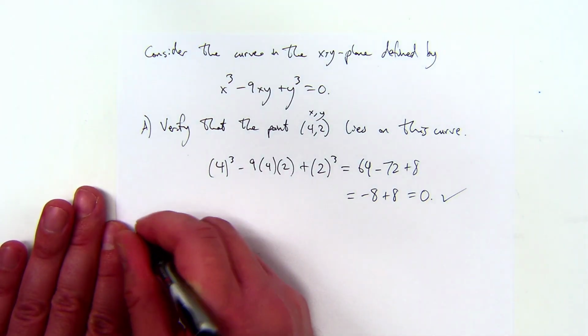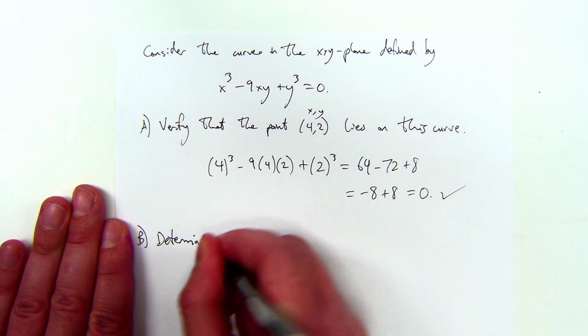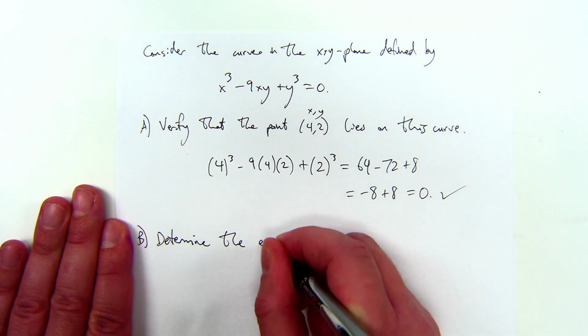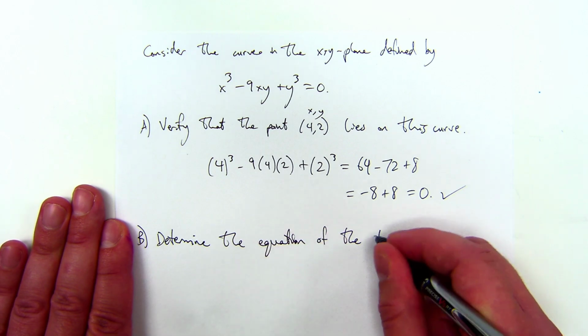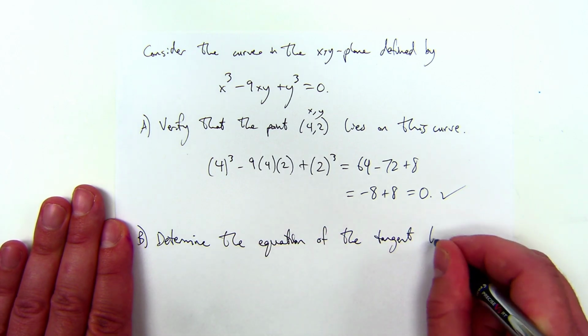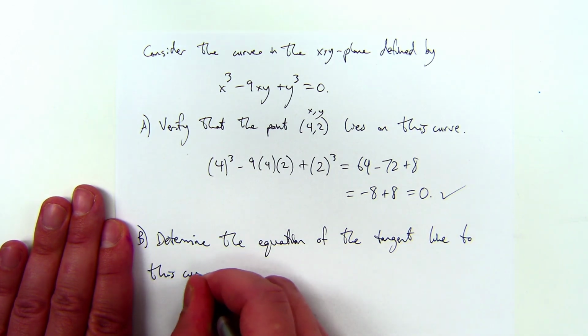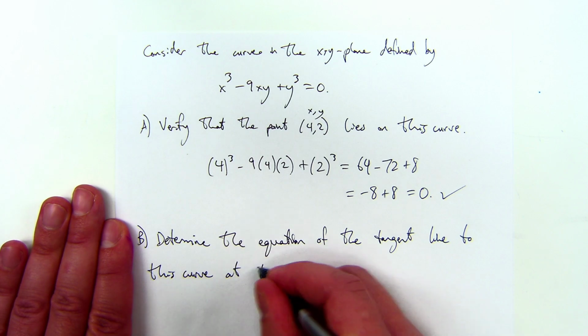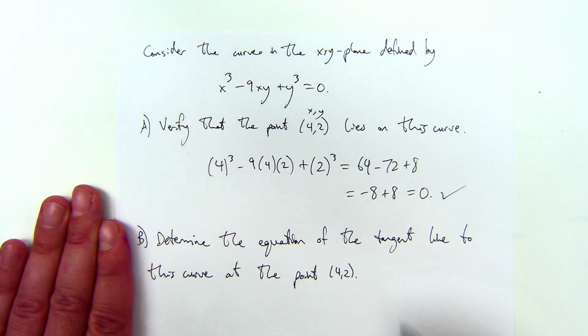And now the second part is: determine the equation of the tangent line to this curve at the point 4, 2. Let's just see what happens.